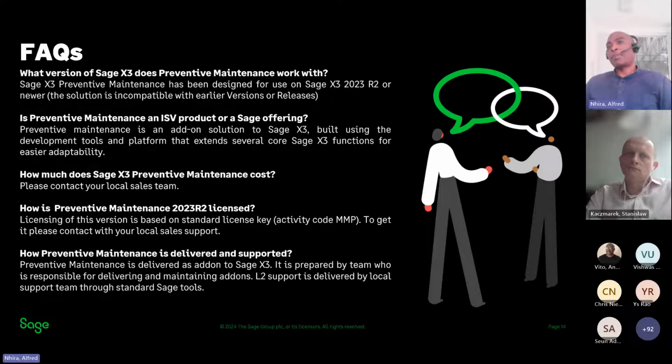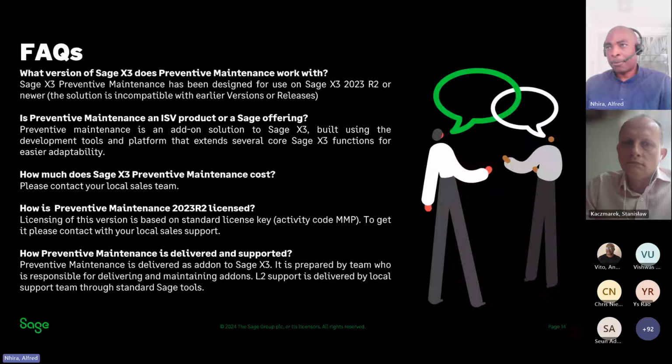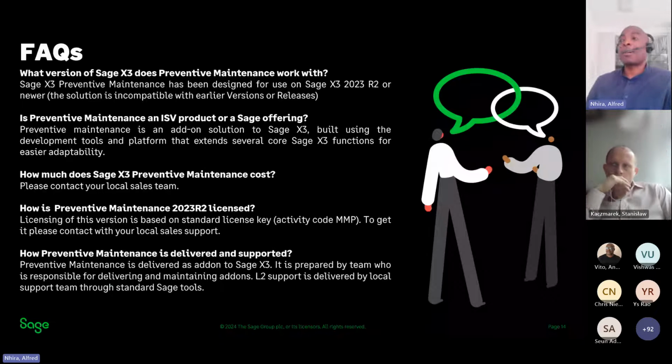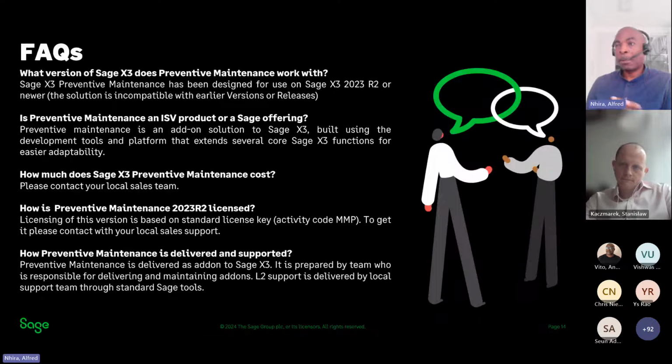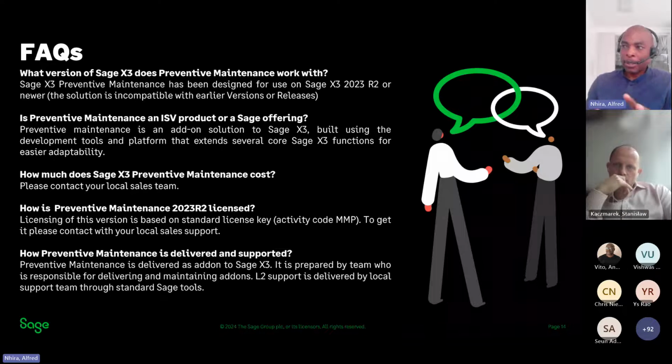Then quickly jumping into the FAQs, what version of Sage X3 does preventive maintenance work with? It will only work from 2023 R2 and newer versions. So it will not be compatible with earlier versions. Is preventive maintenance an ISV product or Sage offering? You've heard when I started the conversation, it is part and parcel of our core offering. It is part of our DNA.